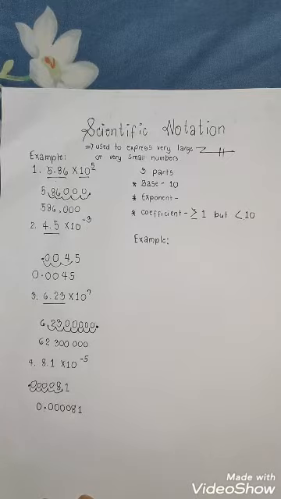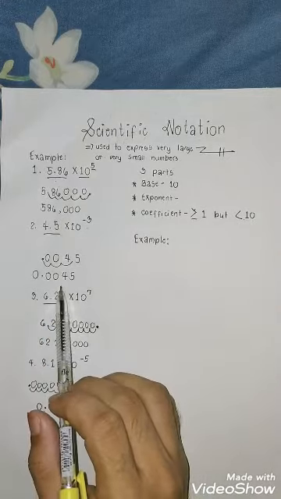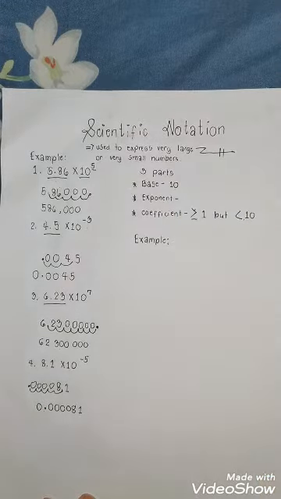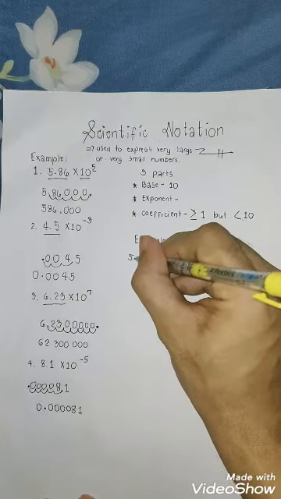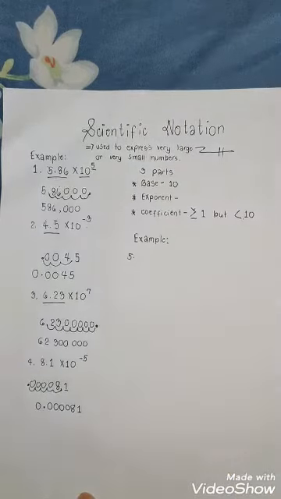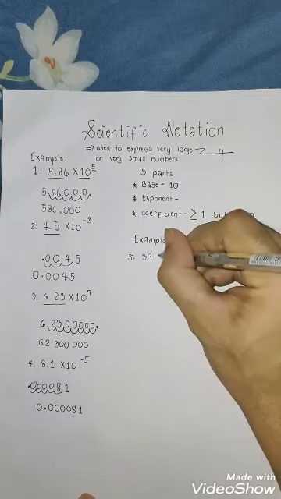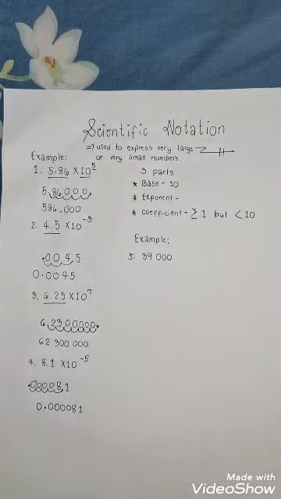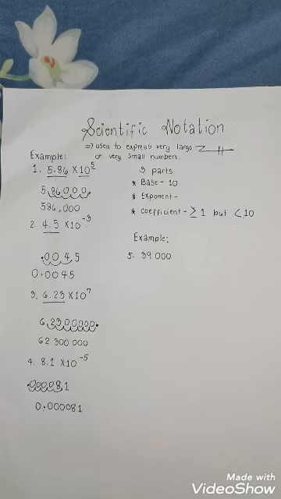What if ang given is the whole number or the decimal one? Gagawin natin siyang scientific notation. So, pabalik naman tayo. So, example, number 5. So, example number 5, we have 39,000. So, ang given natin ay 39,000. Papaano natin siya gagawing scientific notation?